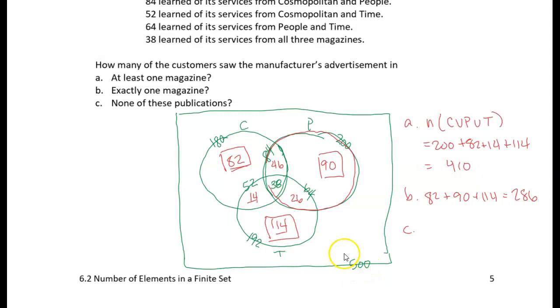There were 500 people surveyed. 410 of those are represented in the union, right, of all these circles, because we already figured that out. So basically we can just take 500 minus 410, right? 410 are represented inside the circles. And so 500 minus 410 are how many people are outside the circles. So that gives us 90. 90 people learned from none of these publications.